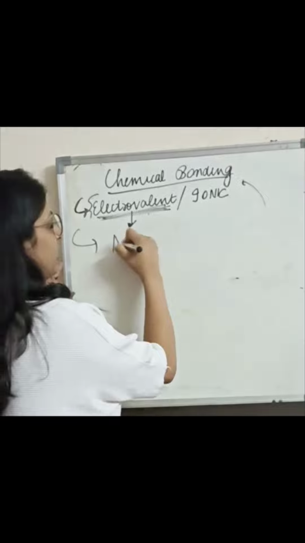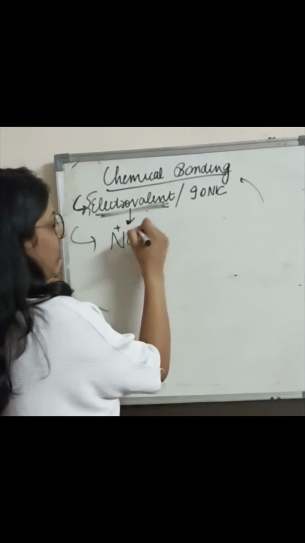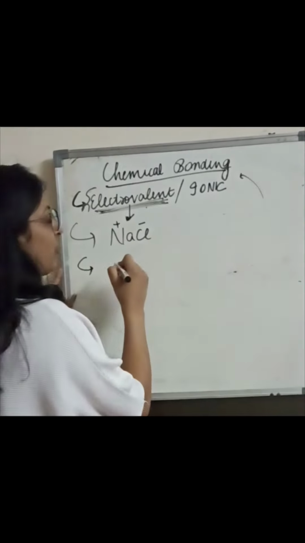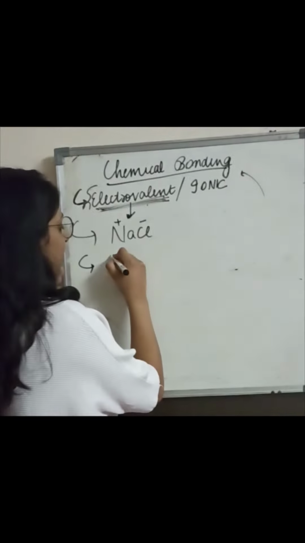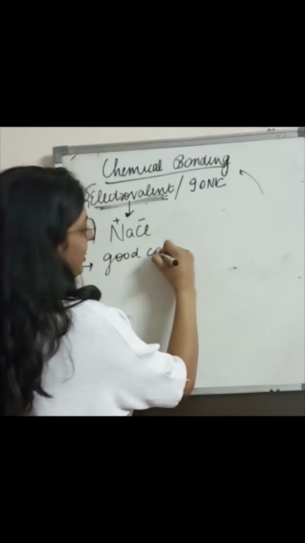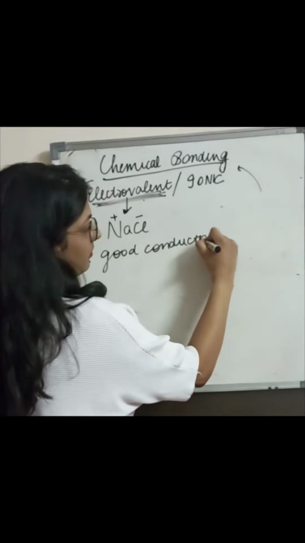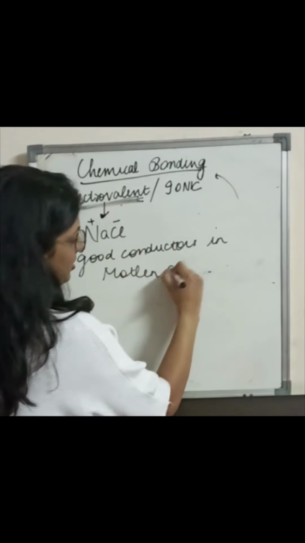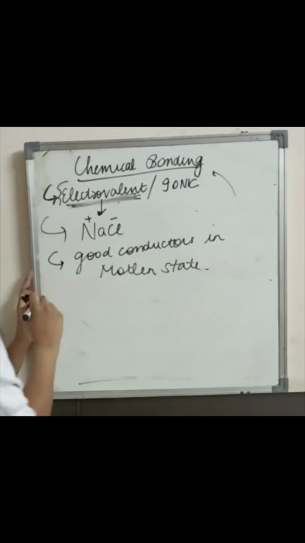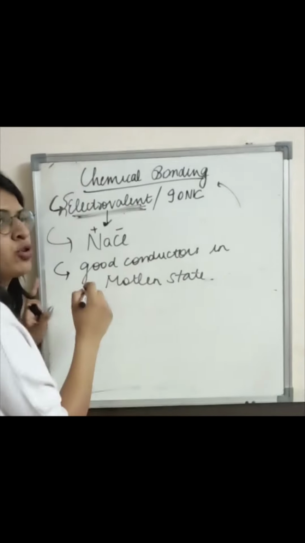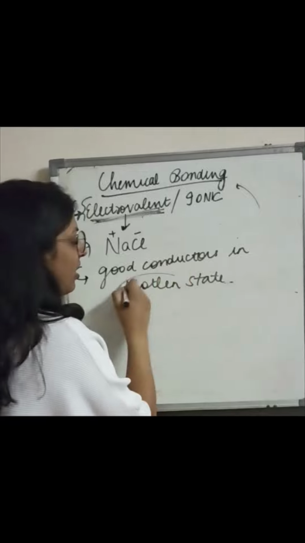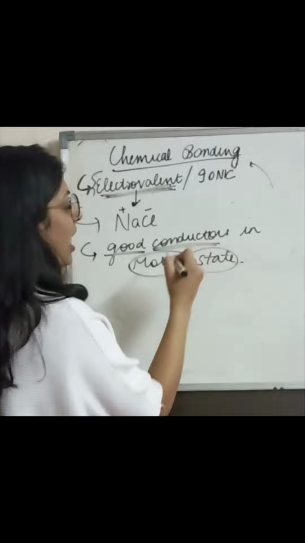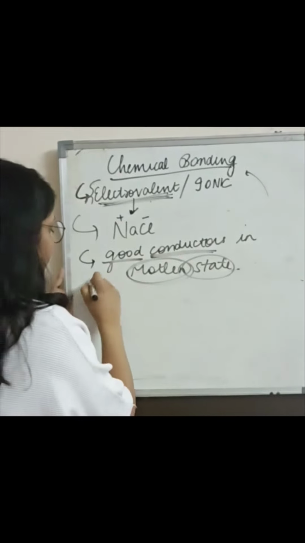As we have seen in our example NaCl, Na plus and Cl minus ions are formed in these compounds. Due to the formation of ions, they are good conductors of electricity in the molten state. In the solid state they usually do not conduct electricity due to the electrostatic force of attraction, but when they are in the molten state, they easily carry current and are good conductors of electricity.